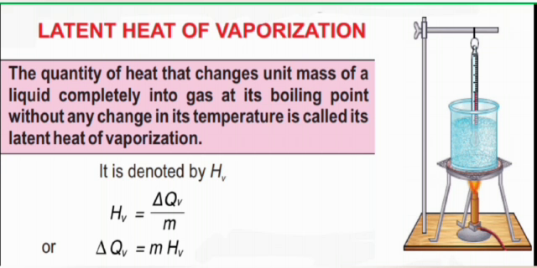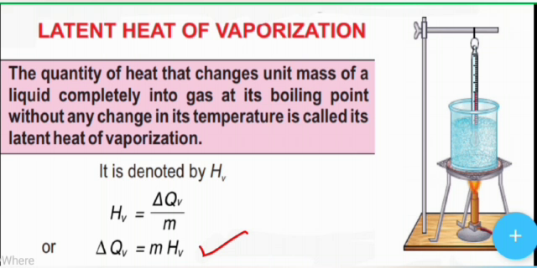And the formula that is used to calculate latent heat of vaporization is HV equals ΔQV divided by m. Here students, HV is the latent heat of vaporization, m is the mass of the substance, and ΔQV is the quantity of heat that changes unit mass of a liquid completely into gas at its boiling point. And the formula that is used to calculate the value of ΔQV is ΔQV equals m HV.